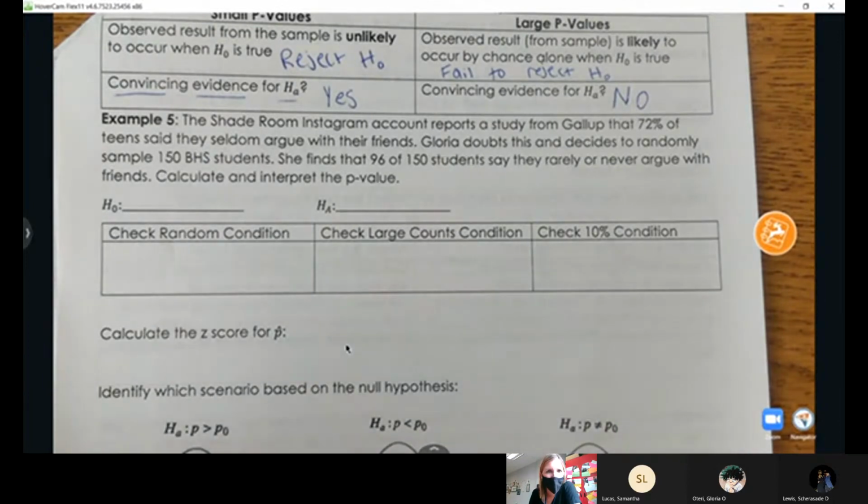All right, so the Shave Room Instagram account reports a study from Gallup that 72% of teens say they seldom argue with their friends. Gloria doubts this and decides to randomly sample 150 BHS students. She finds that 96 out of 150 say they rarely or never argue with their friends. Calculate and interpret a p-value. So first thing is tell me what the H null is and then what the HA is.